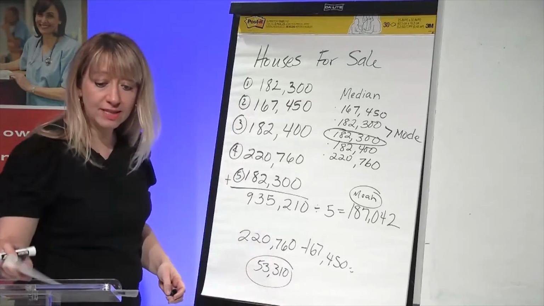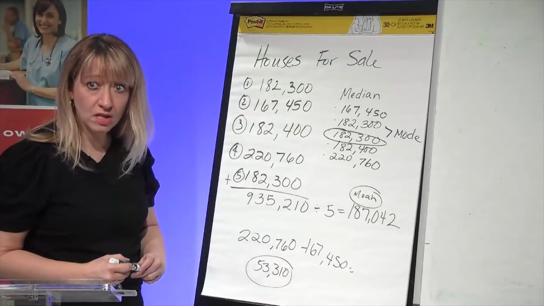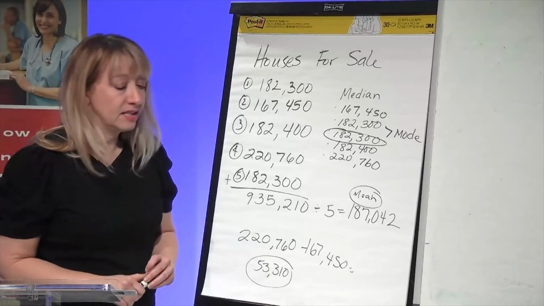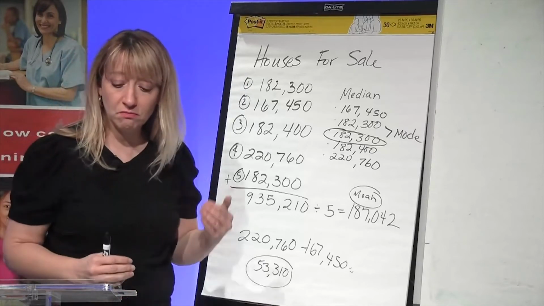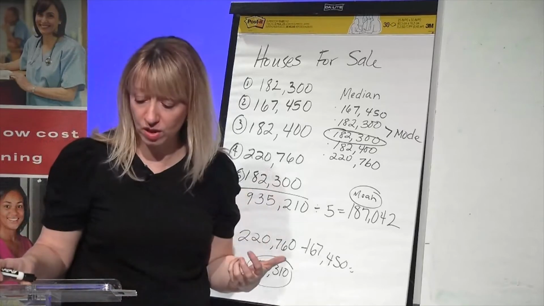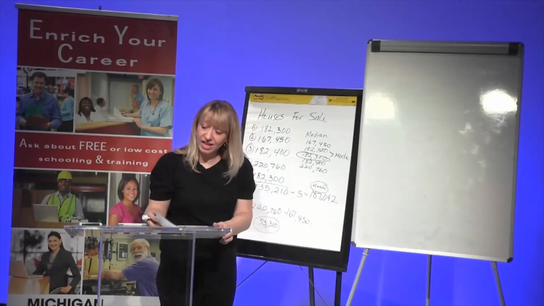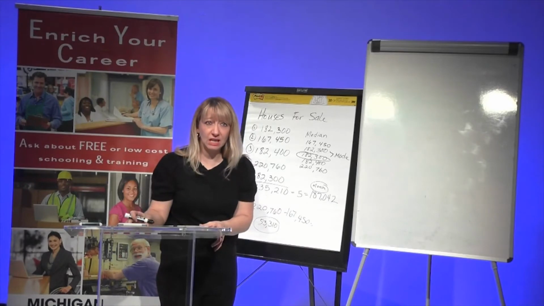So I would try with these examples, try to do them on your own. Again, use a calculator, try it without a calculator, and make sure you understand the difference between mean, median, mode, and range. We're also going to look at basic probability.